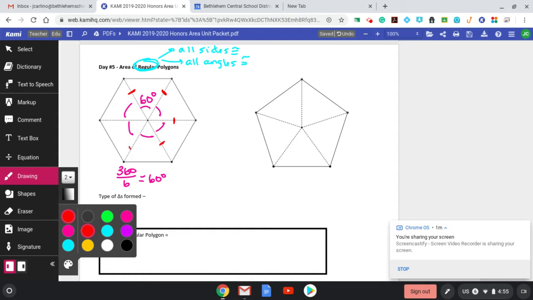These segments, it's not a big deal, but if you'd like to know, these segments right here are called radii. They come from the center drawn to the vertex. Okay, they're called the radii of a circle. So for any regular polygon, I can find one of the central angle measures, and then remember all the radii are congruent.